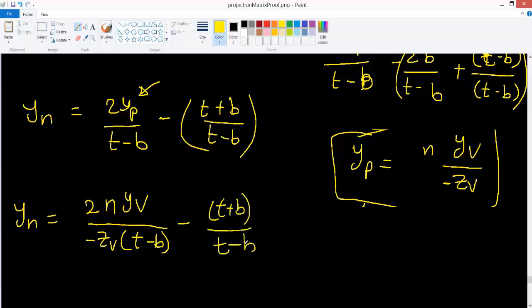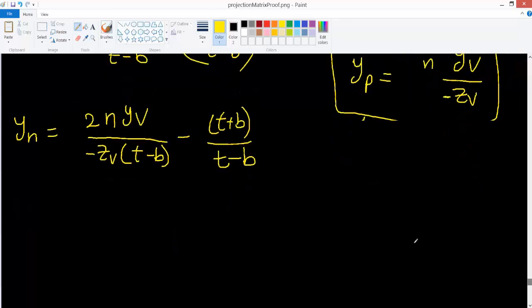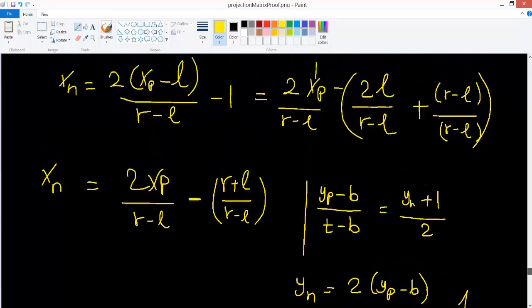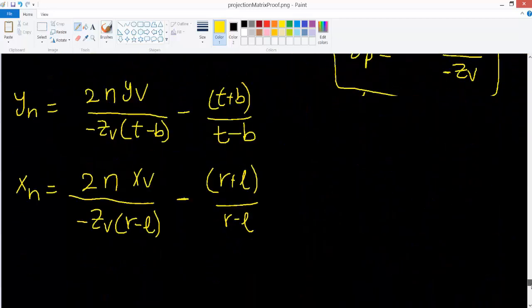t minus b. Similarly, we can see from the symmetry that xn will be equal to 2 multiplied by n multiplied by xv over negative zv, and here r minus l minus r plus l over r minus l. So the xn and yn are somewhat symmetric. Let's make sure here that it is correct.